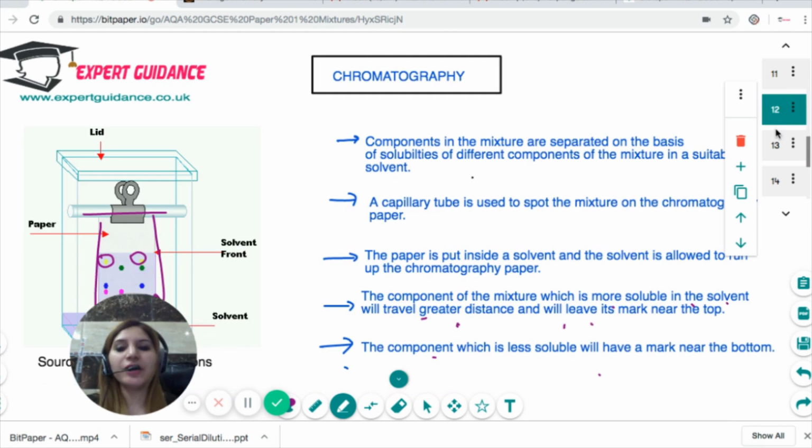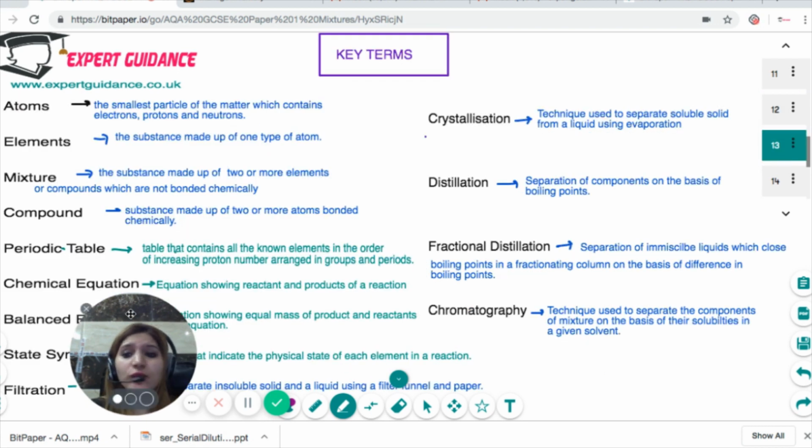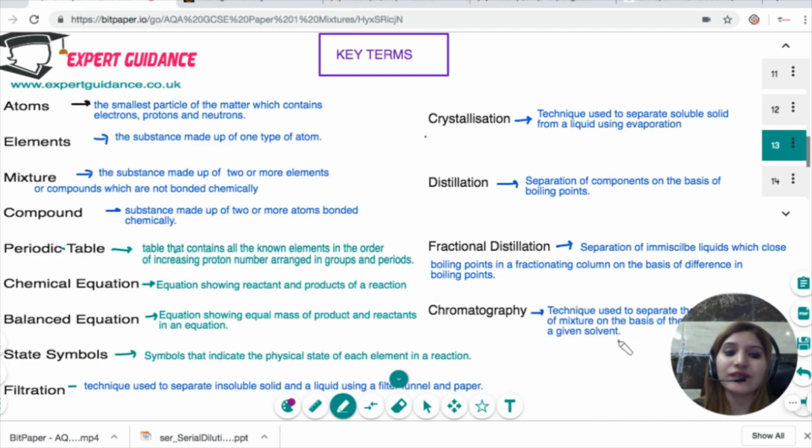So I hope all these 5 techniques are clear to you. You should be clear with where we use them and what the process of doing each technique is. I hope this unit is well clear to you. Now let us look at the important key terms that we studied in this unit.